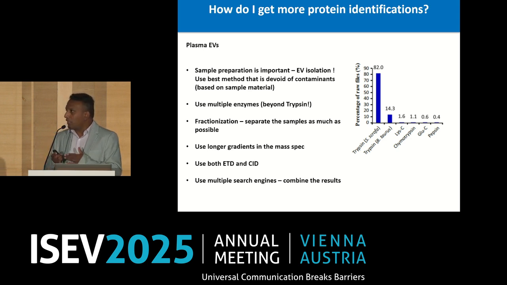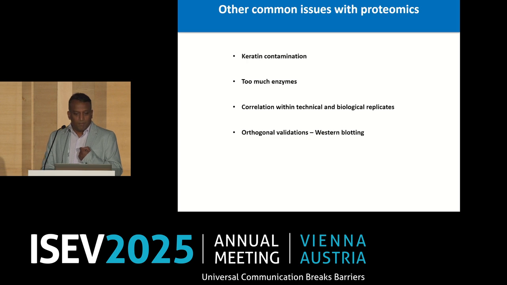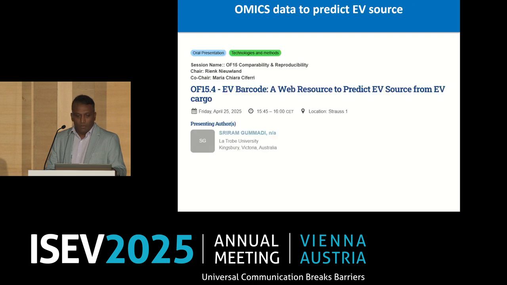By doing this, you can increase your number of proteins, and also, most importantly, your isolation method is quite important, right? Other common issues with proteomics: you may have keratin contamination, because during sample preparation, it may have contamination. You can have too much enzyme, which you need to be mindful of, and you need to also look at your correlation between that. There's also, if you want to predict the source of your EVs from your omics data sets, a tool that has been developed, and that is in one of the talks. If you're interested, you can go and check that.